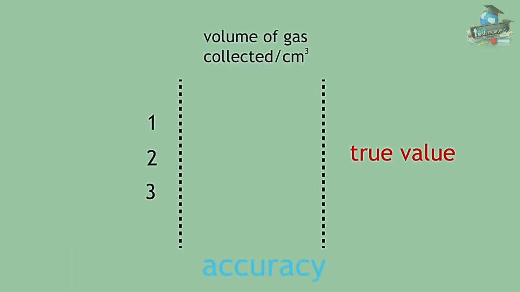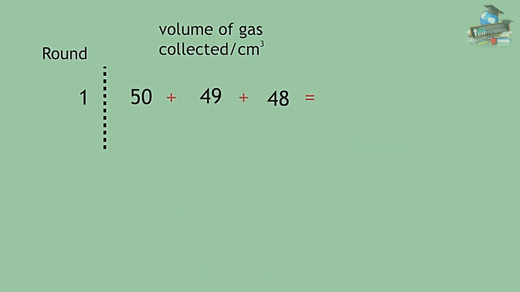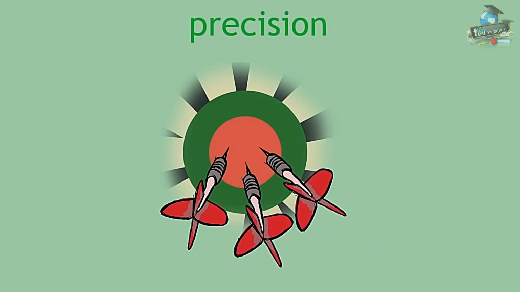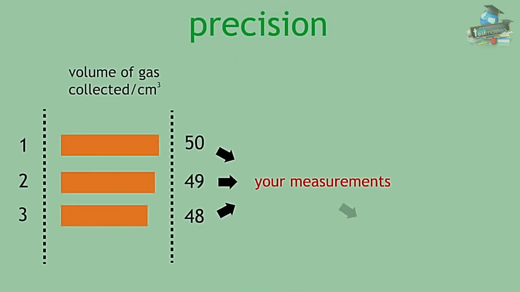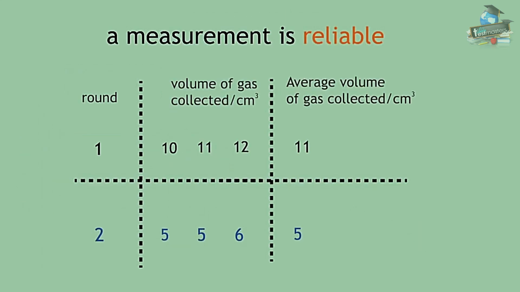In summary, accuracy is how close your measurement is to the true value. It can be improved by taking an average of your closest measurements. Precision is how close each measurement is to each other and the average value. And finally, a measurement is reliable if the measurements can be repeated by you and are found to be similar to someone else who has done the same experiment.